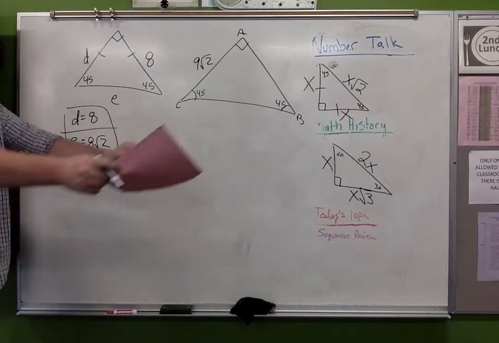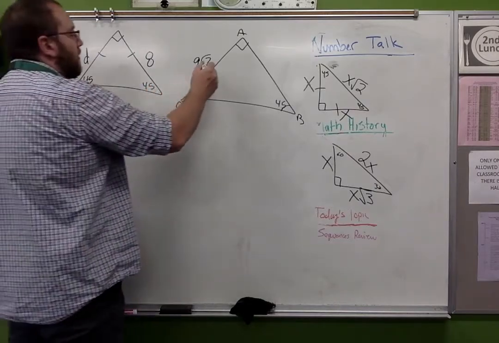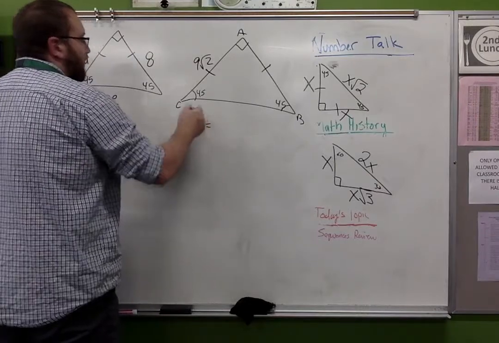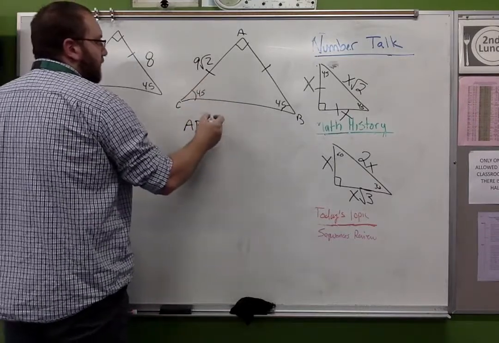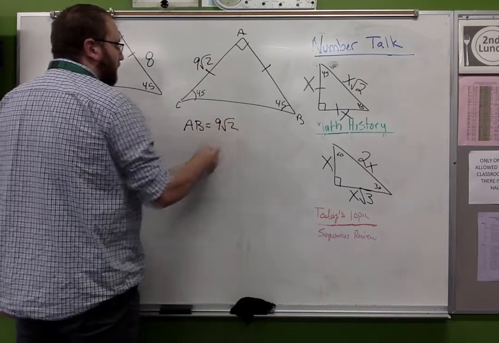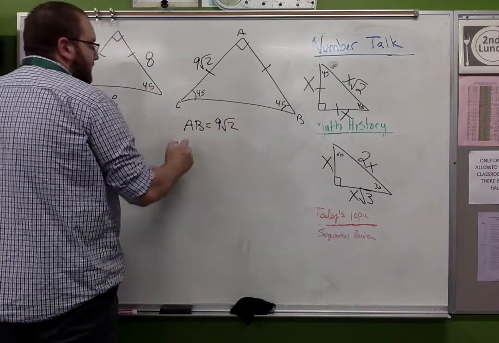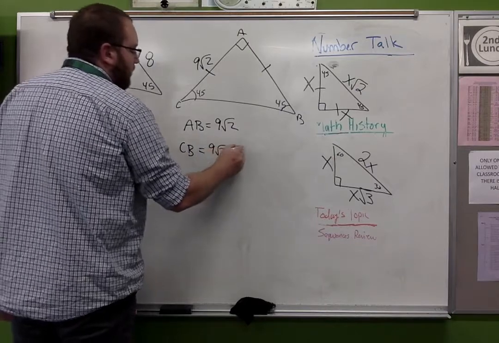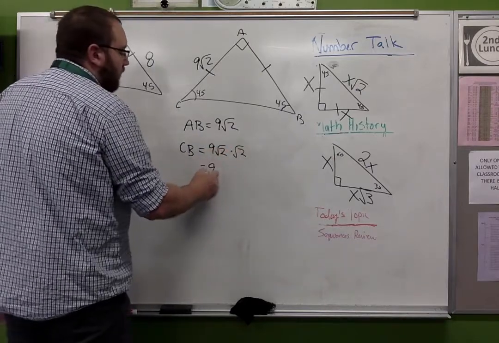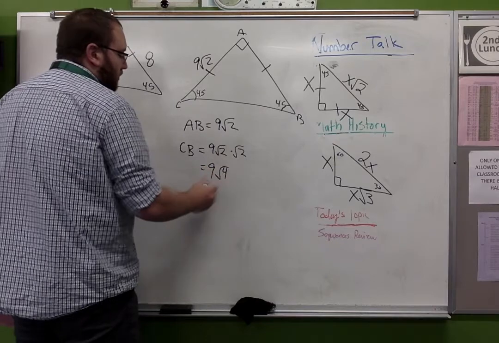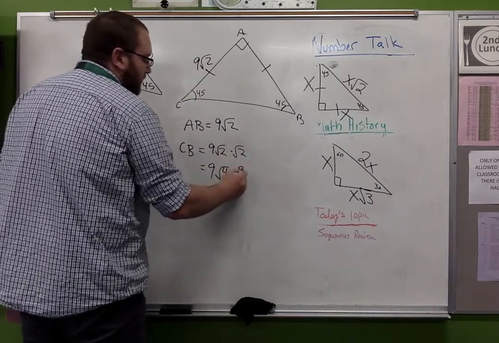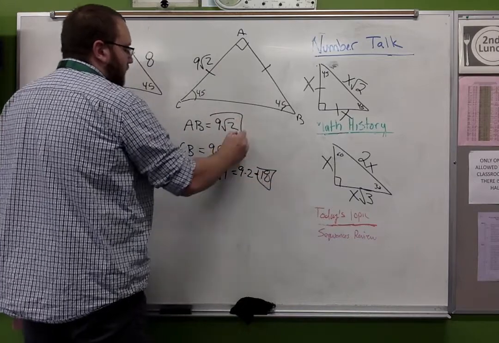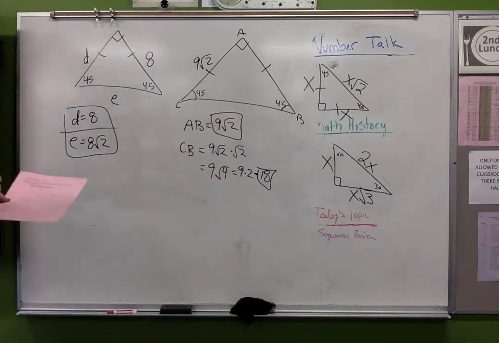Over here, this leg, AB, is the same as this leg because it's a 45, 45, 90, so 9 square root of 2. And then CB, the hypotenuse, is a leg, 9 square root of 2, times square root of 2. Well, 2 times 2 is 4. The square root of 4 is 2, so 9 times 2. So 18. There's your answers.